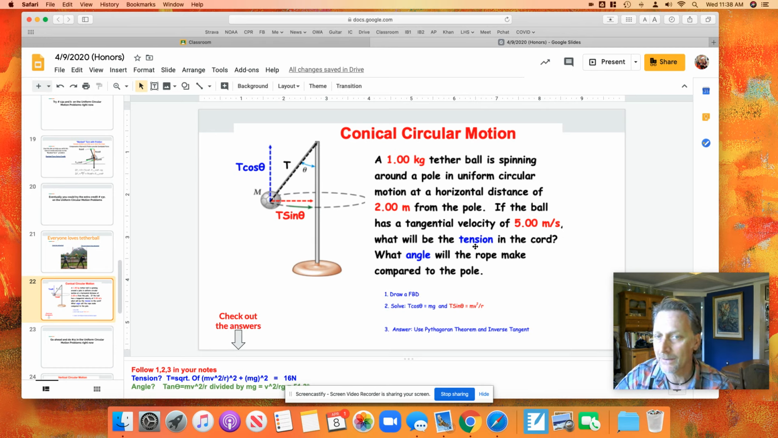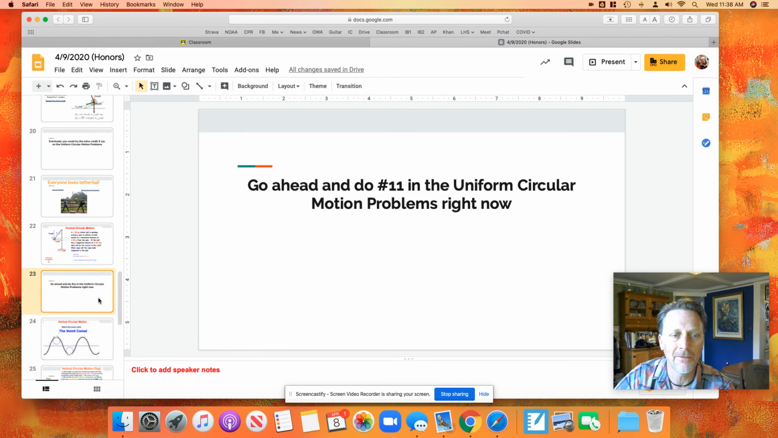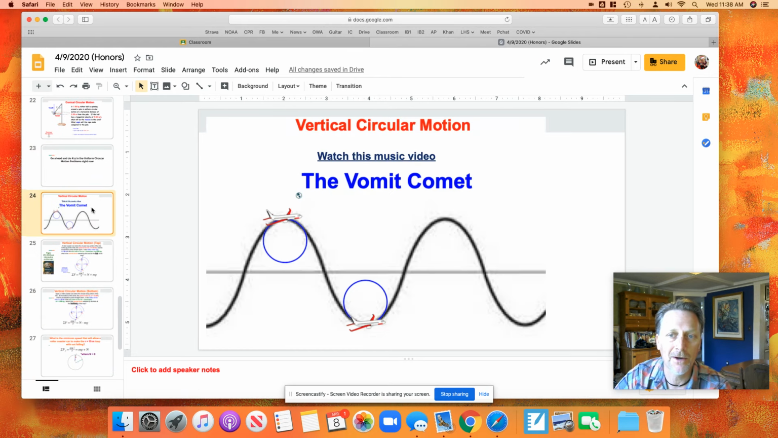Now, once I realize that that triangle is set up, I deal with triangles as I always would in a math class. I've got all the answers to work out these questions, but again, it's really just breaking up and doing some trig. So there's problem number 11 to help you with that one. Next problem, there's a fun video to watch, the Vomit Comet. Go ahead and check it out.